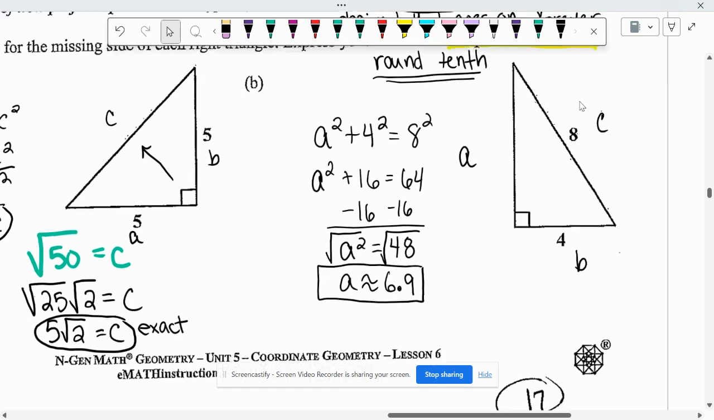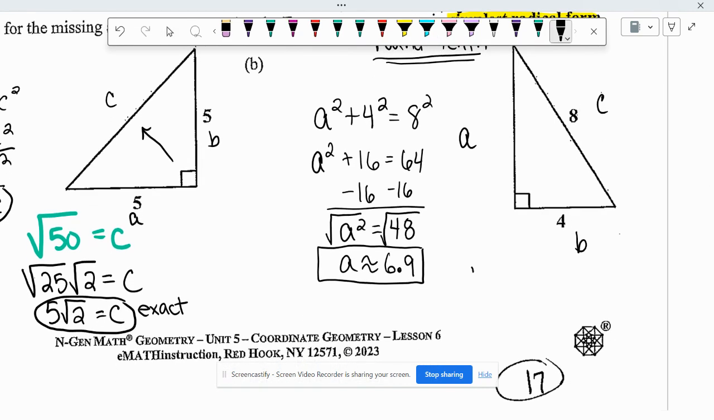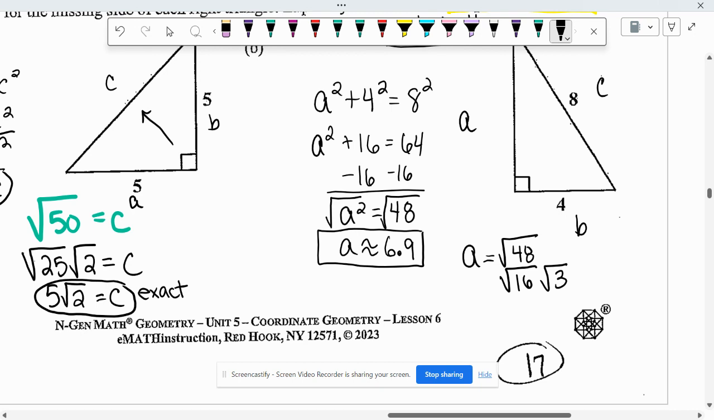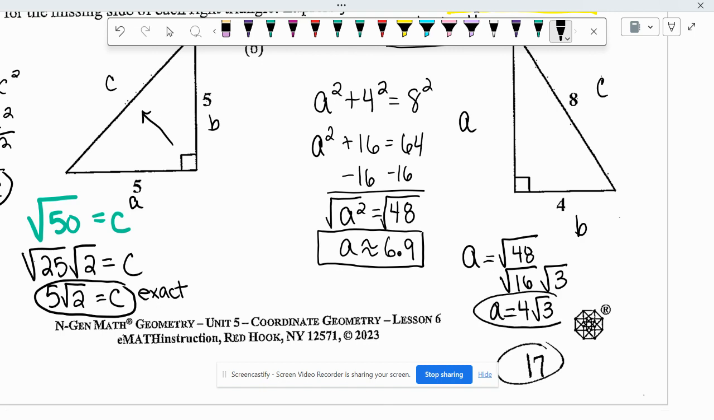Yep. Okay, so let's look at this as a simplified radical. So the square root of 48. Well, that's the same thing as saying 16, which is a perfect square, times 3. But what is the square root of 16? So 4 root 3. So that's the exact answer. Again, you're not going to be tested on this, but it's good to see it. It's good to know where it comes from, right? A perfect square times a non-perfect square. That's how we're doing that.